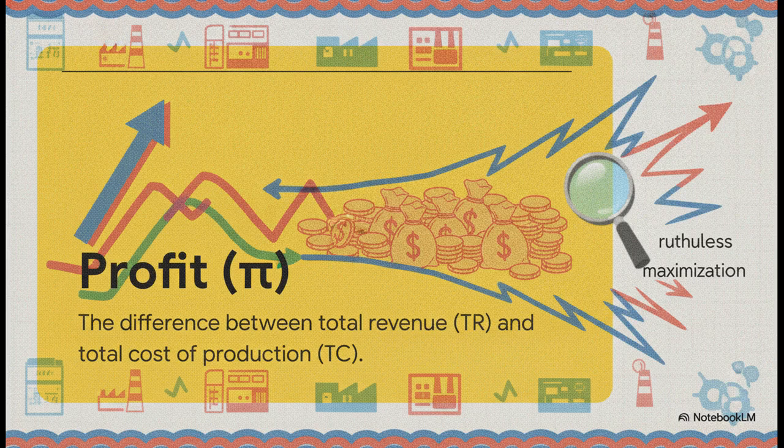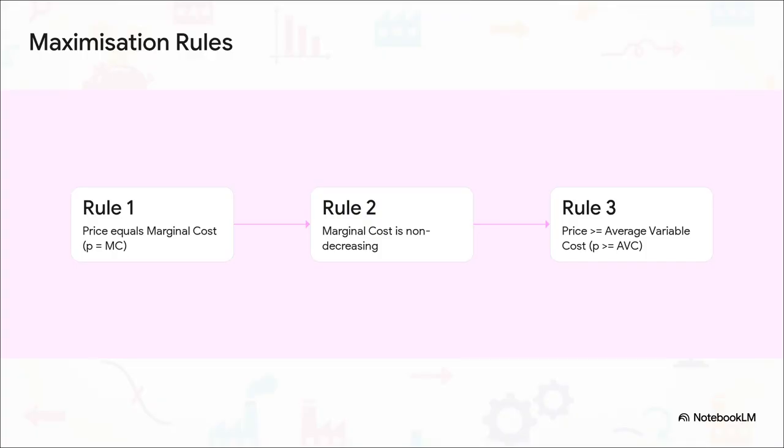Profit is simply total revenue minus total cost. It's the gap between what you bring in and what you spend. And since our firm is a ruthless profit maximizer, their only goal in life is to make that gap as unbelievably wide as possible. So how exactly do they make that gap so wide?